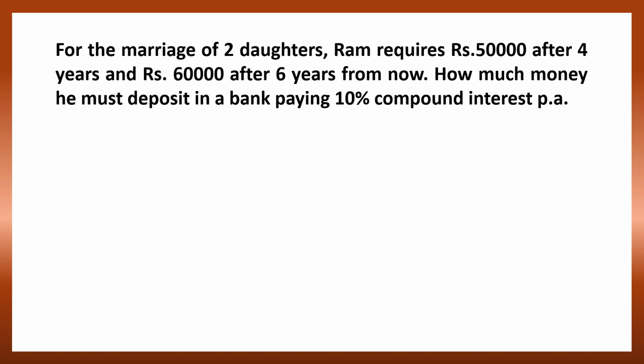So, we have to find the present value of 50,000 now. Only then we can invest that amount now. Present value of 50,000 has to be invested now. Only then we can get 50,000 after 4 years. And the present value of 60,000 has to be invested now. Only then we get 60,000 after 6 years. So the same formula let us apply. Even the present value factor table can be used here. But here we are going to solve using the formula.